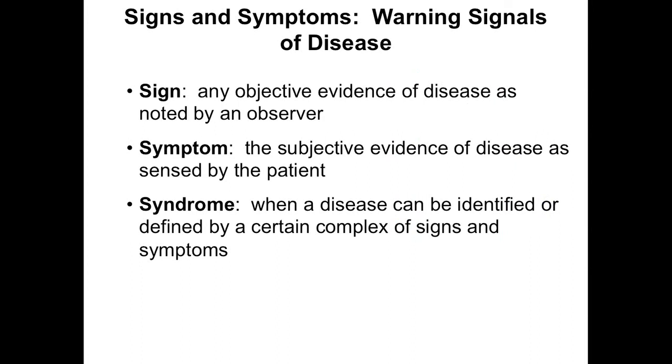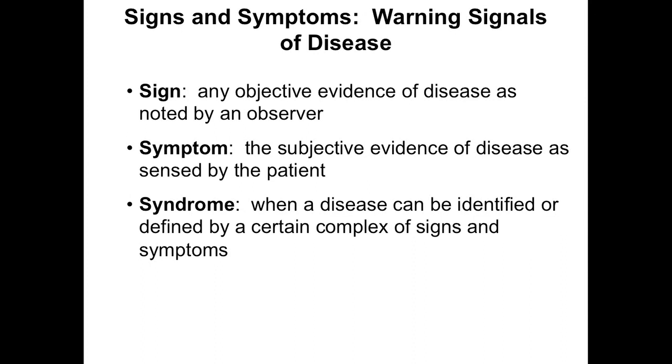A sign is any objective evidence of a disease as noted by an observer. A sign is something that can be physically seen by an observer. So you look green, you have jaundice, your heart rate has gone up, that kind of thing, things that can be measured by a physician.